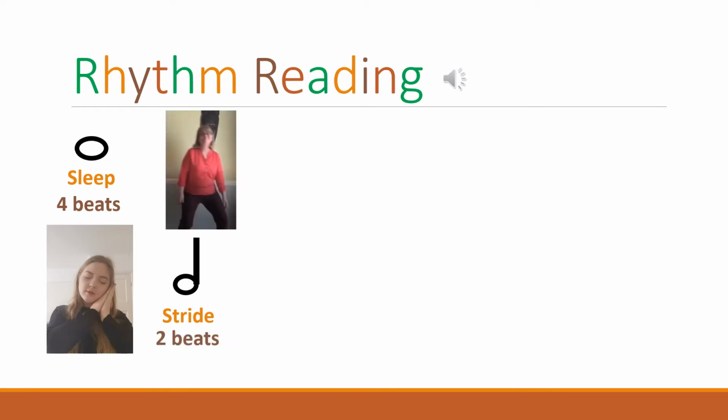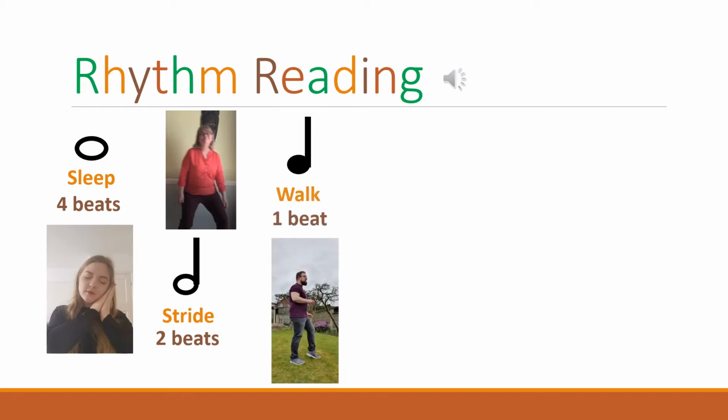So let's stride on the spot with Rosemary. Stride, stride, stride. Okay, so our next symbol looks like a stride, but it's coloured in, and we call this a walk. A walk is 1 beat, so let's walk on the spot now with Matt. Walk, walk, walk.